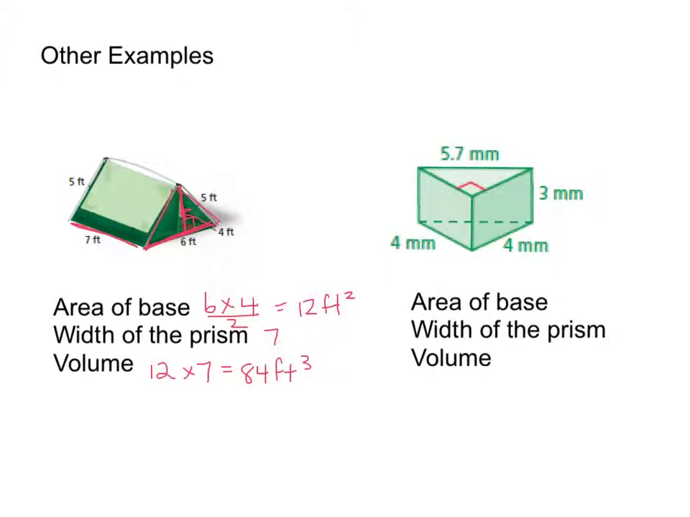For our next example, here is our triangle. I'm going to say the base will be 4, and the height here is also 4. Can't forget about, since it's a triangle, divided by 2. 4 times 4 is 16, divided by 2 is 8 millimeters squared. The width of the prism, or the thickness, is 3 millimeters. So we are simply going to multiply those, which will give us 24 millimeters cubed.